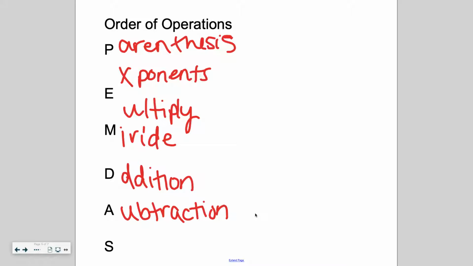Multiplication and division, despite the fact that multiplication comes first in the word, are on the same line. So a lot of times instead of writing it like this, all jacked up, I will write it like this, where I have P, and then the E, and then the M and the D go next to each other, and then the A and the S. Because you should do multiplication and division on the same step. And you always go from left to right.